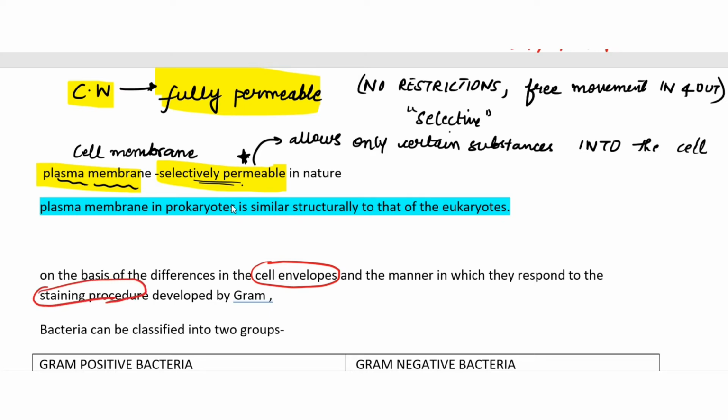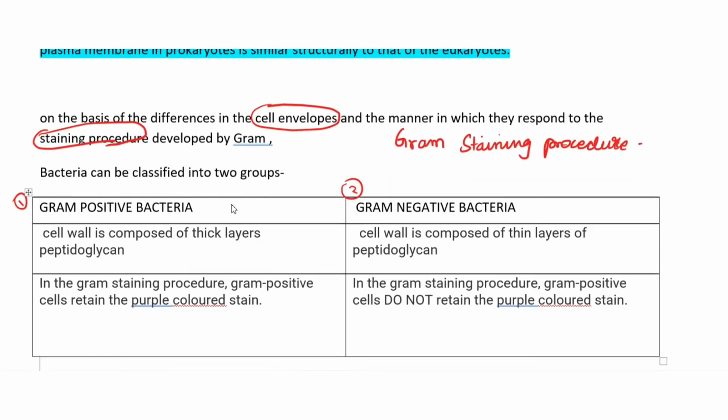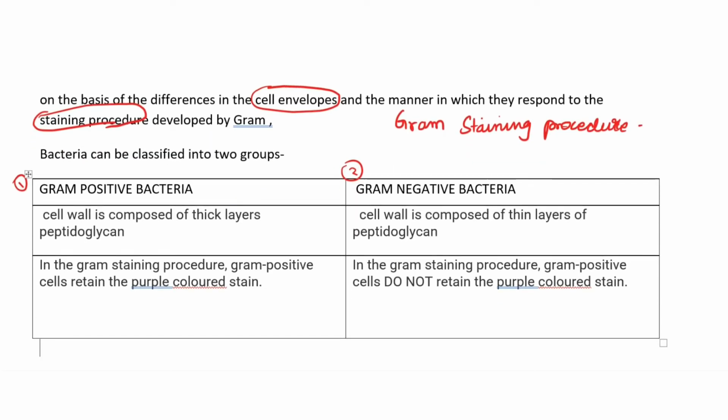On the basis of differences in the cell envelopes and the manner in which they take up the staining procedure developed by Gram, a scientist, bacteria can be classified into two groups, gram positive and gram negative bacteria. So Gram was a scientist who developed the gram staining procedure. Gram positive, just by the name you can say, are bacteria that take up the stain, and gram negative are the bacteria which do not take up the stain.